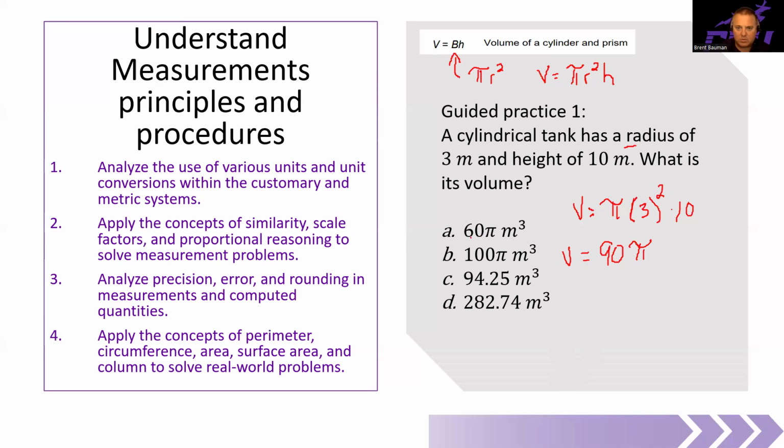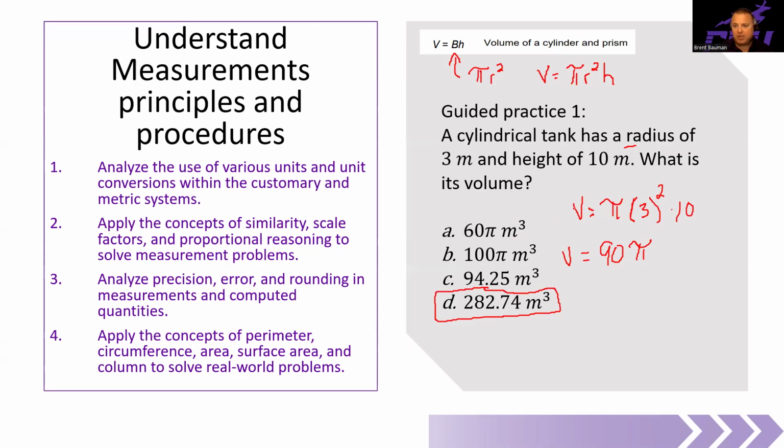We have 60 pi. We have 100 pi. We have 94.25. And we have 282.74. So these ones are close, but they're not quite there. 94 is not there. If we remember that pi is about 3.14 times 90, so 3 times 90 is 270, plus the 90 times 0.14 will get us to this answer of D. And you'll have a calculator that you can use to multiply them out.